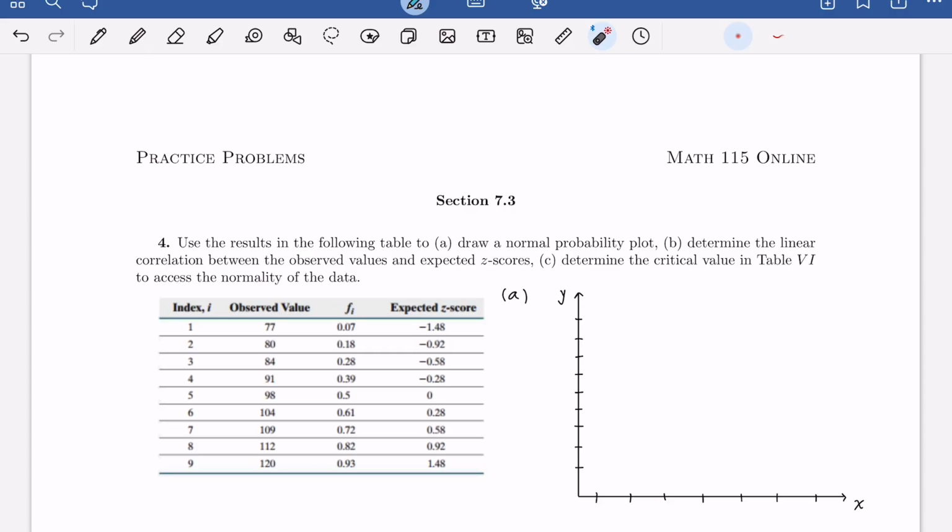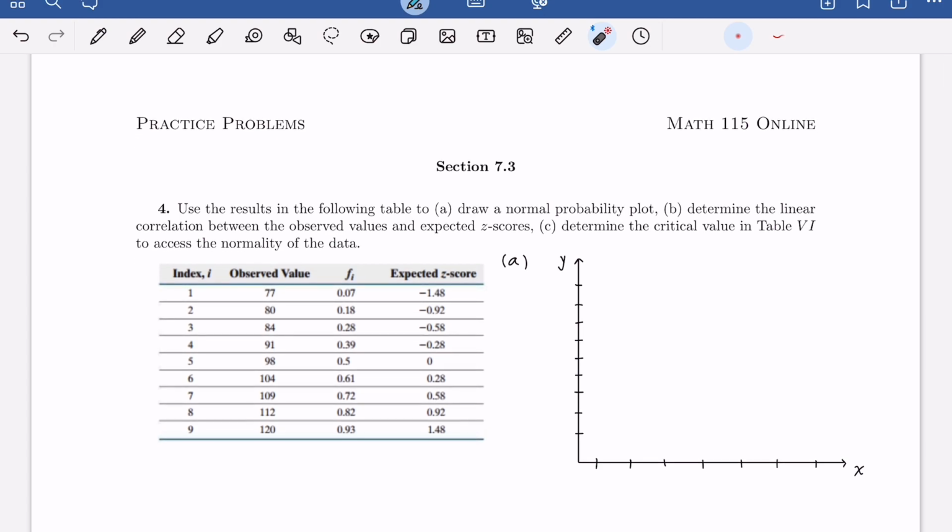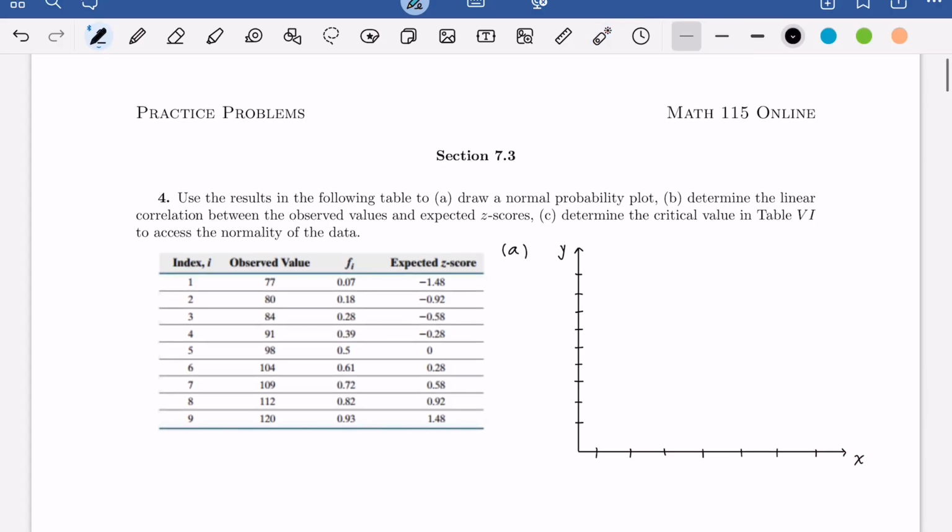So for part A, we're going to draw a normality plot. So we're going to plot our observed values versus our normal scores. And so I have our plane set up here. So on our x-axis or horizontal axis is going to be our observed values versus our expected z-scores. So that's what's going to go in this vertical axis here.